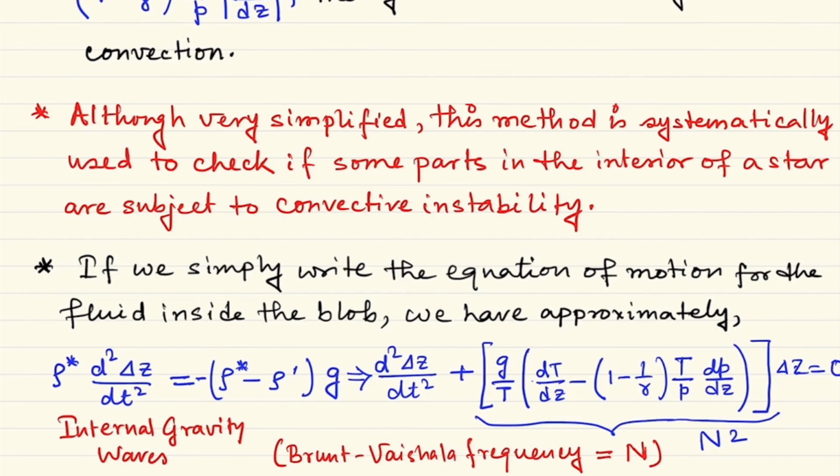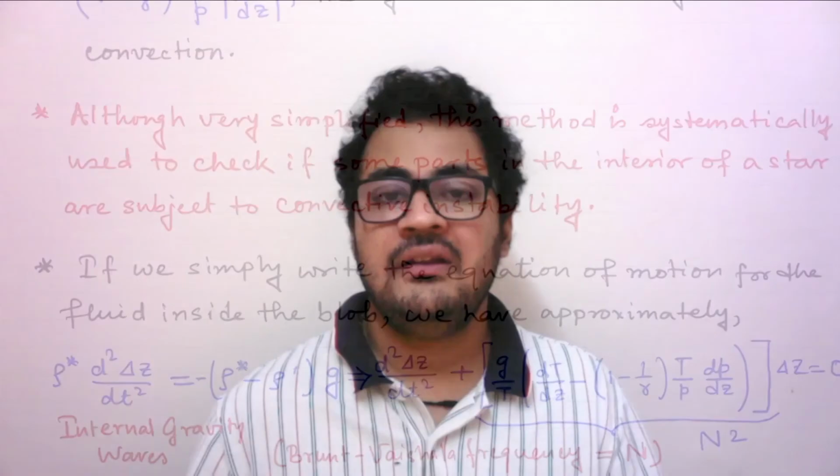with respect to some temperature gradient. Of course, if the temperature gradient is more and more enhanced, then your system can switch from a stable system to an unstable system. So that was a very simplistic treatment of convective instability.